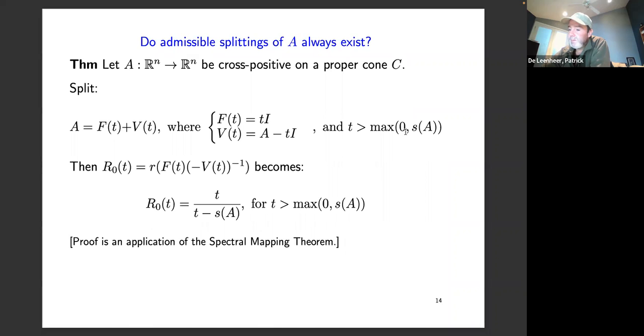So if s(A) is positive, t has to be bigger than s(A). If it's negative, t has to be bigger than 0. If it's 0, then t has to be bigger than 0 as well. Okay.